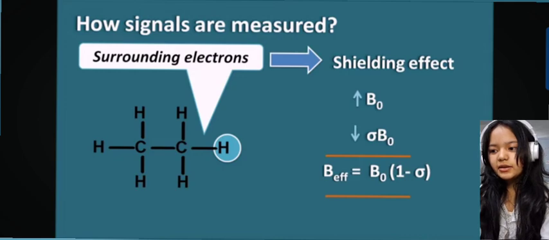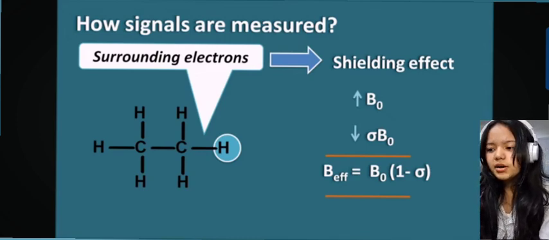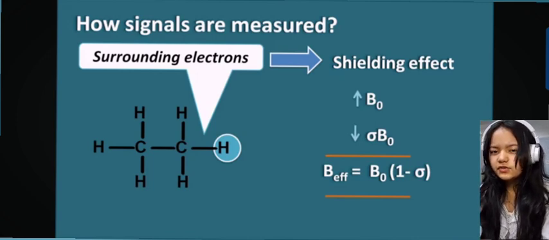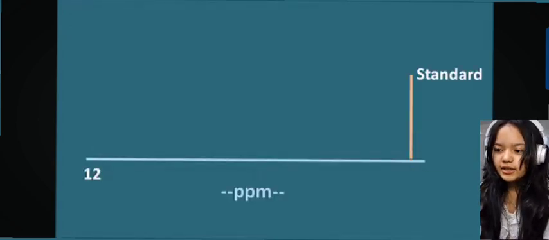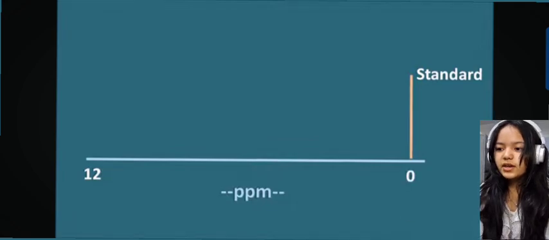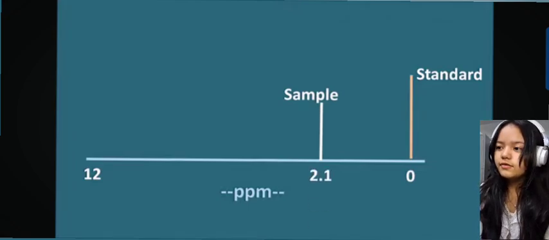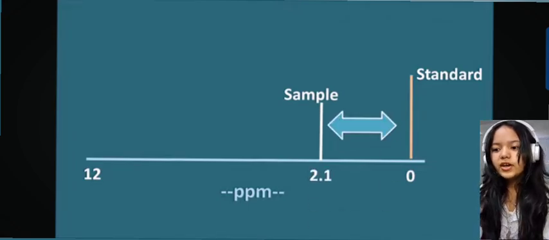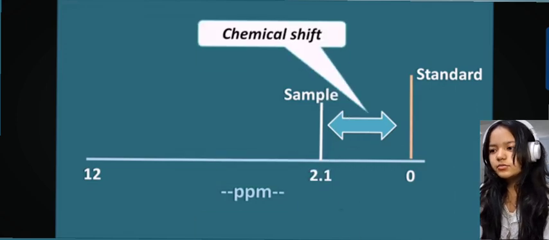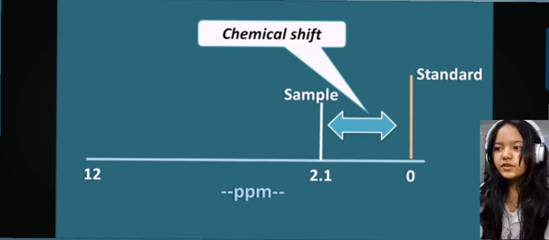So the applied magnetic field is not completely experienced by the protons because of the shielding of the electrons. But in NMR, we are not measuring how much the shielding of an individual proton is; we are comparing the shielding with a standard. So in NMR spectroscopy, we have a standard, which has an arbitrary value of 0, and we observe the peak of the sample. Let's suppose it is at 2.1, and the difference between these two peaks is known as the chemical shift. So chemical shift is the shift of the peak from the standard reference peak.